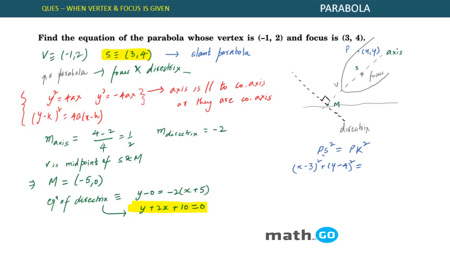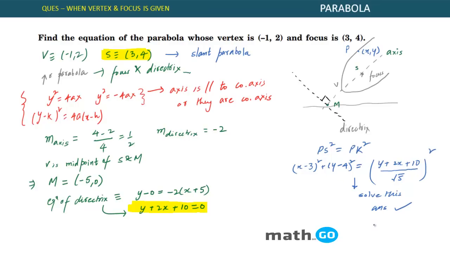This is the square of the distance of the point from the focus, and the distance of the point from the directrix will be, by putting this point in this particular equation, y plus 2x plus 10 upon root 5, and whole square. So if you solve this, you will get your equation of the parabola. So this is the answer that we are looking for.